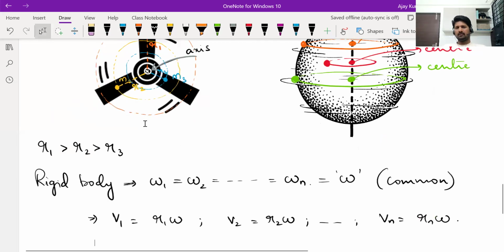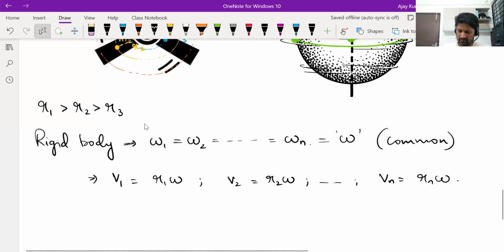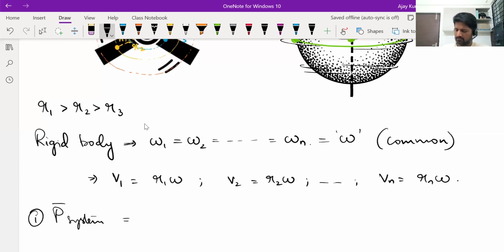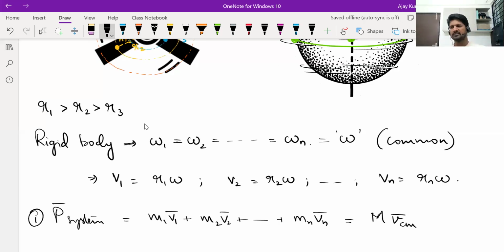Okay, fine. Now for this kind of a system also, where different particles have different velocities, the total linear momentum of the system is still M1 V1 vector sum M2 V2 and so on up to Mn Vn, which is still equal to total mass multiplied with the velocity of center of mass. This can always be used. Momentum of a system is the momentum of its center of mass. Remember it like that. Irrespective of the kind of motion that the system executes.